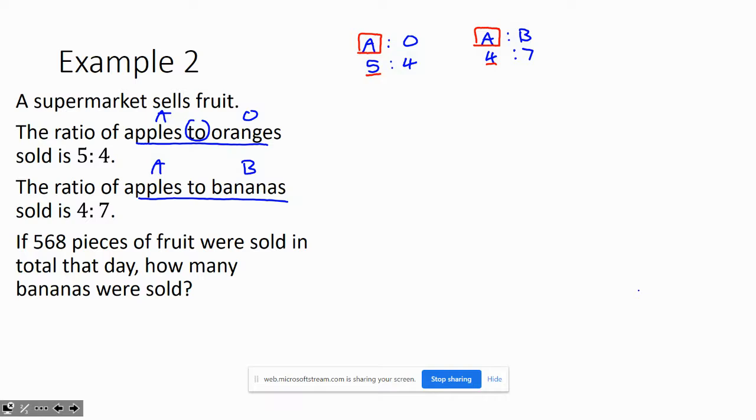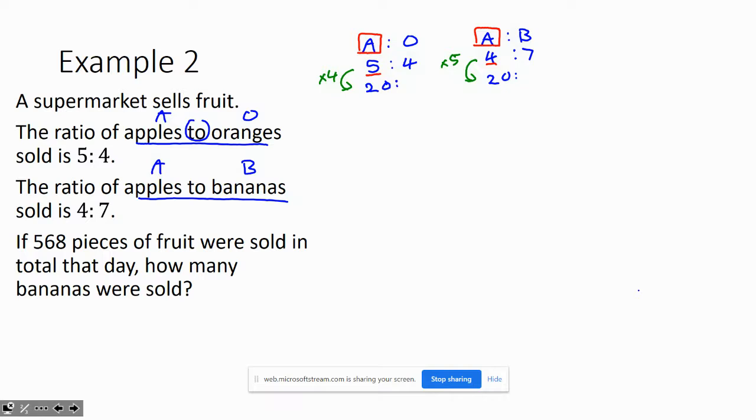So if I look at the first ratio and the second ratio, 5 and 4, the lowest common multiple of 5 and 4 is 20. I can multiply the 5 by 4, I multiply the 4 by 5, and then the apples would have the same number of parts in both ratios, so 20 and 20.